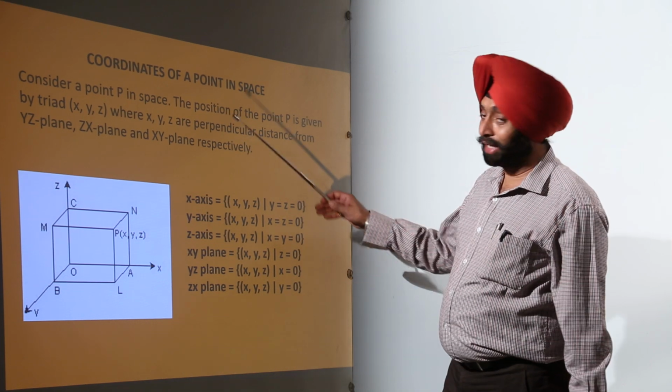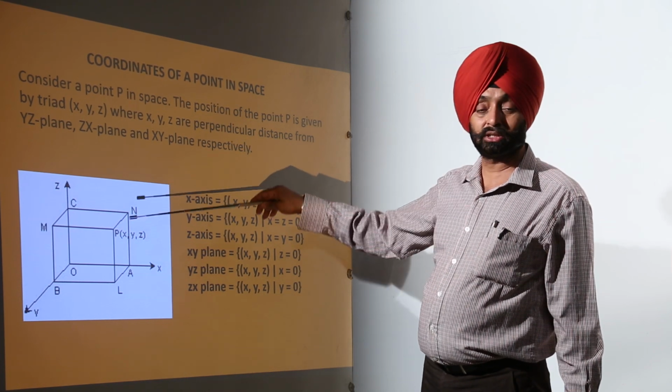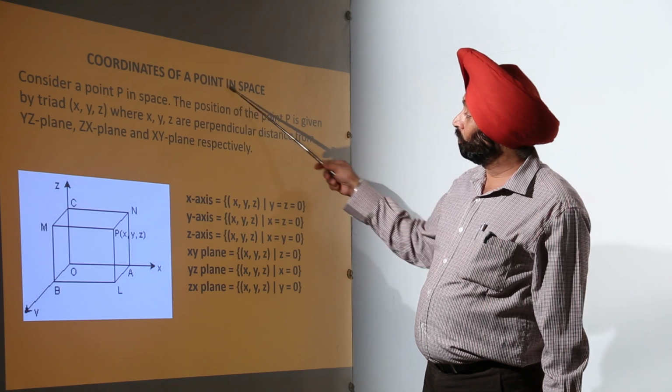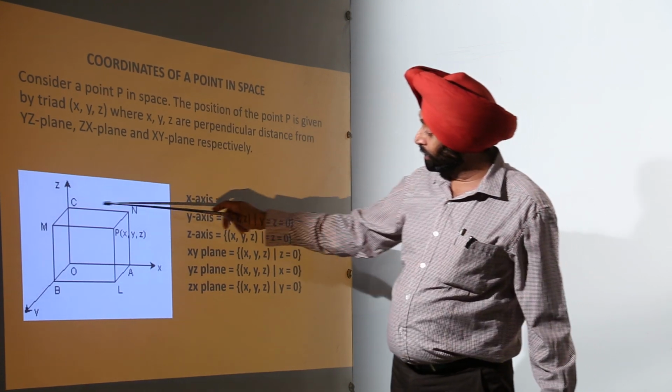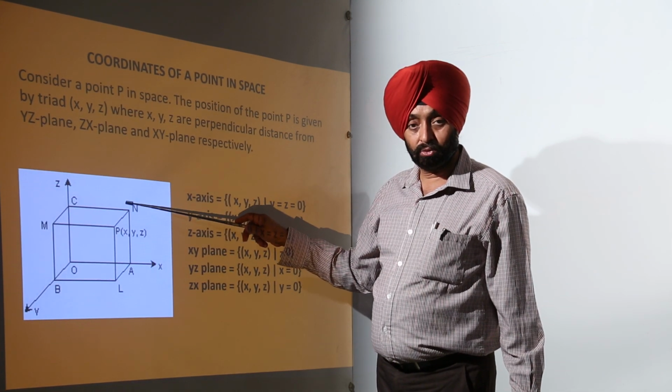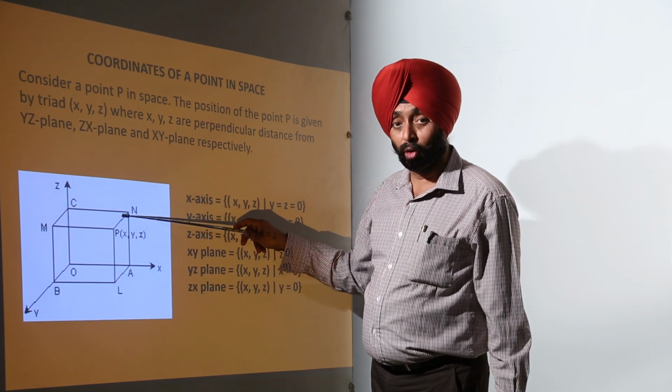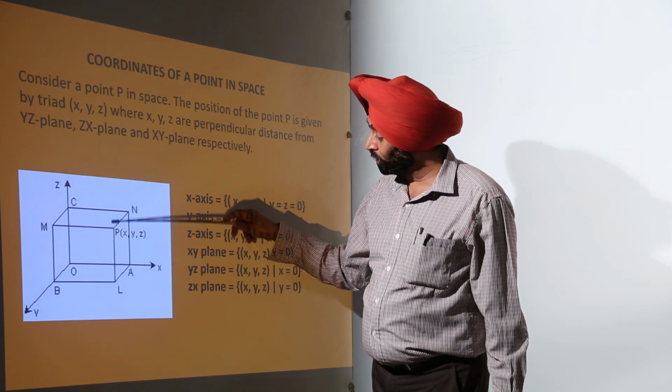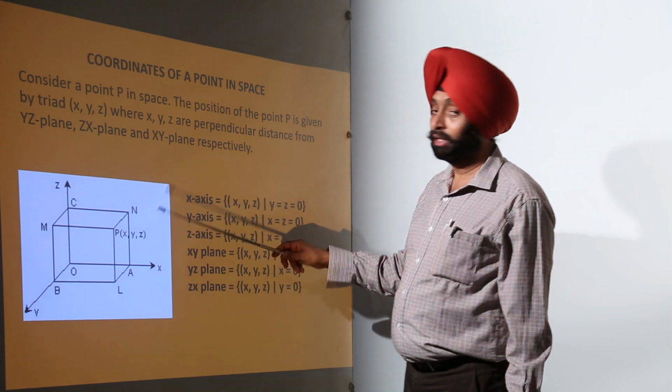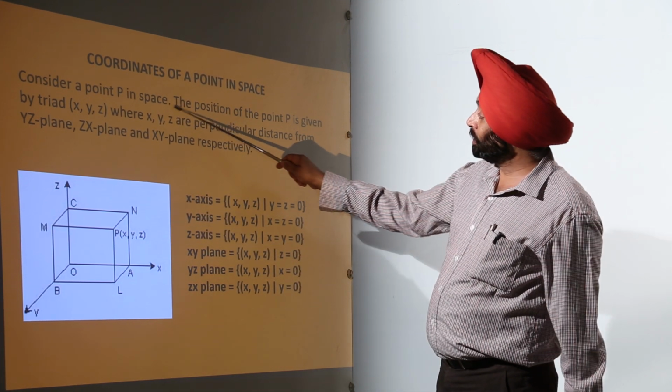Now in this slide, I am just going to try to help you understand more about the coordinates of a point in a space. Here it is a rectangular, the best word is cuboid, one rectangle and a second rectangular part. So the cuboid is here in the 3-dimensional space. So consider a point P in a space.